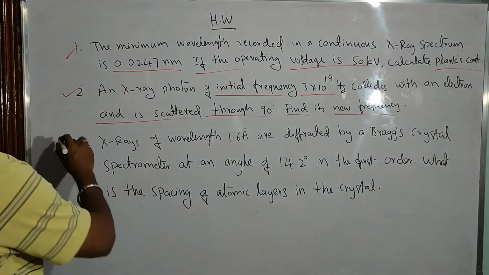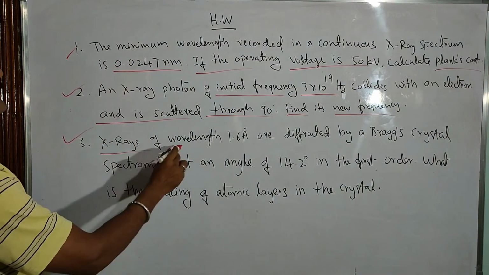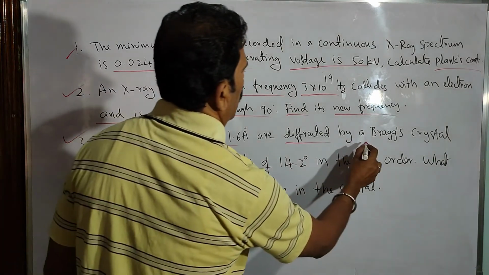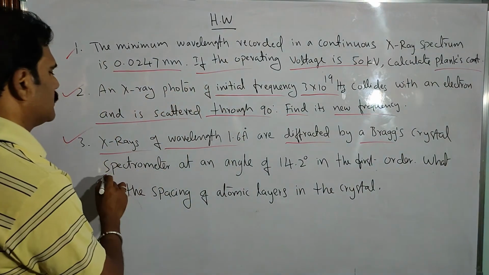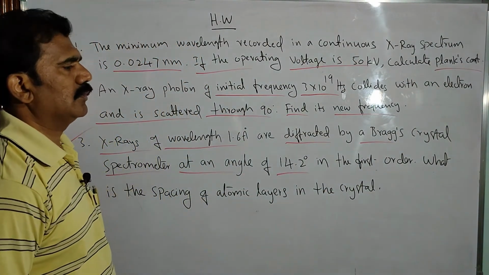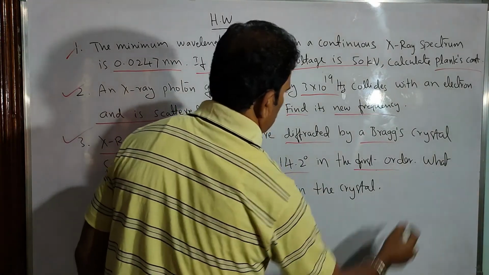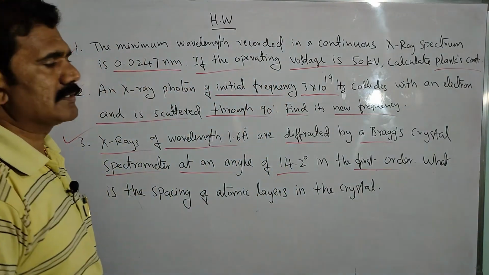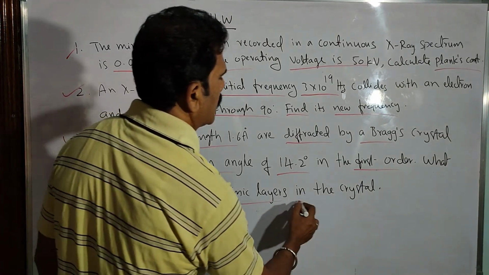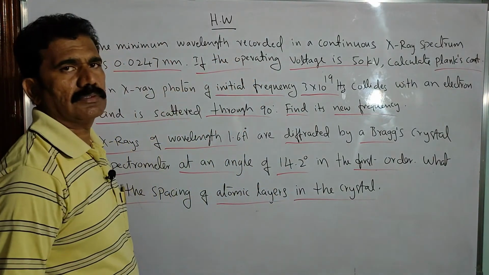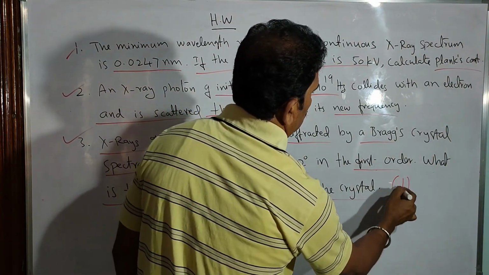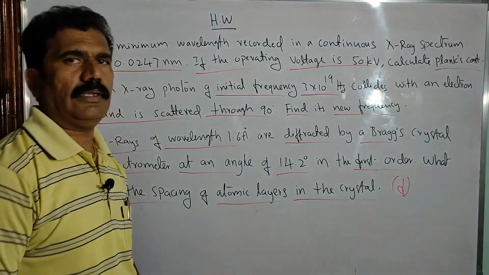Clear? Okay, the next problem: X-rays of wavelength 1.6 angstrom are diffracted by a Bragg's crystal spectrometer at an angle of 14.2 degree in the first order. Clear? First order, n is equal to 1. What is the spacing of atomic layers in the crystal? Spacing means what? You have to calculate the interplanar spacing d.